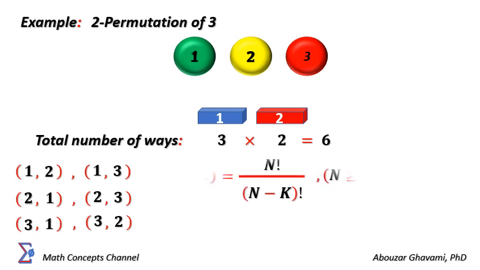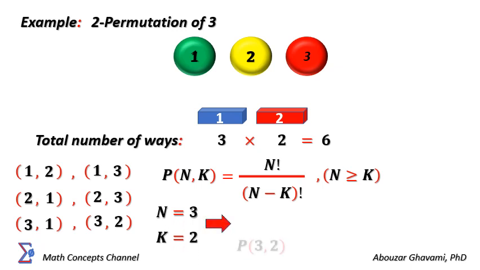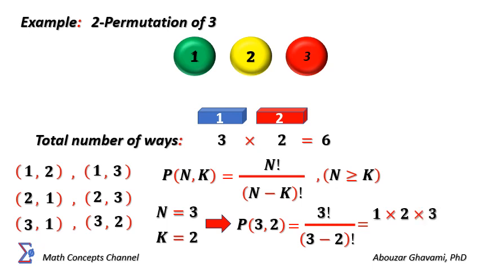Also, using the equation for k permutation of n, substituting n with 3 and k with 2, we have 2 permutation of 3 is equal to 3 factorial divided by 3 minus 2 factorial. That is equal to 1 times 2 times 3 divided by 1. That is equal to 6.